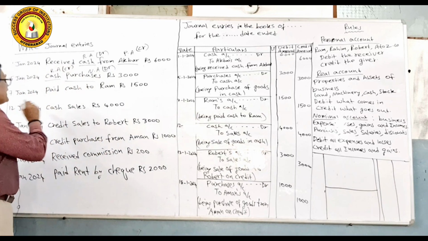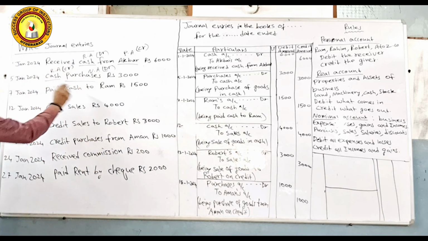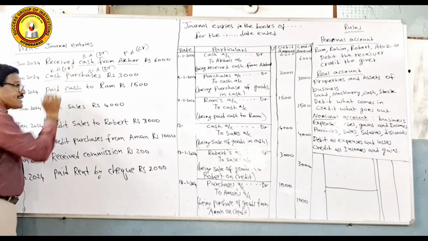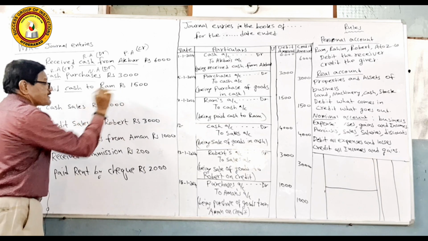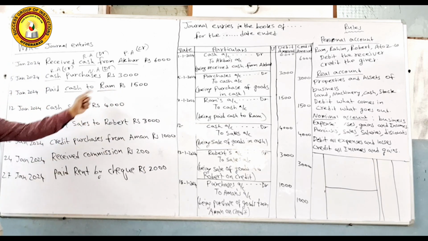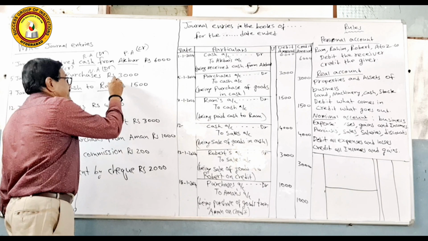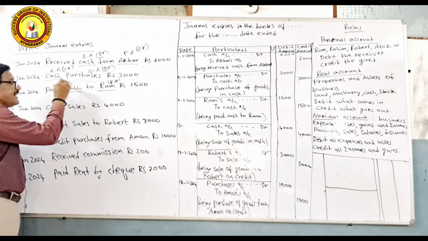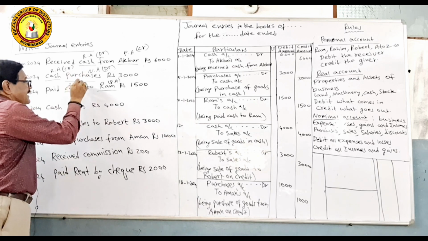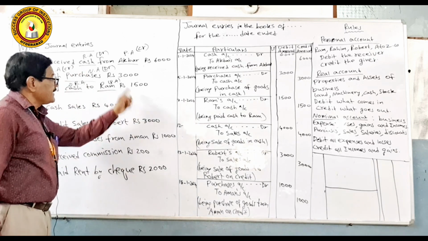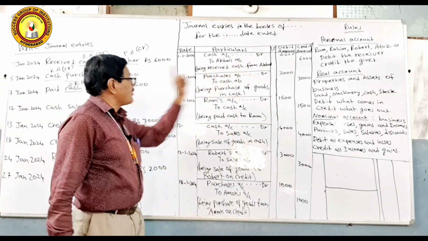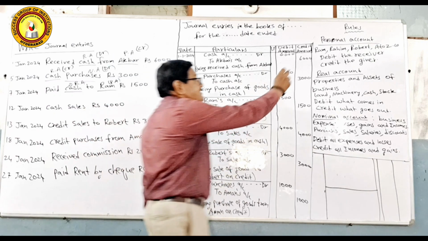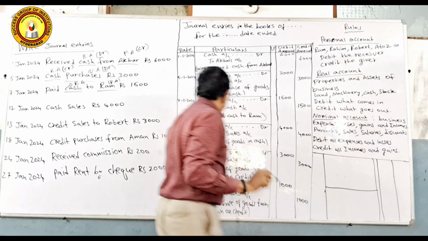Now the third entry is very simple: paid cash to Ram. Here we are making payment to Ram. Cash is one aspect, Ram is another aspect. Ram comes under personal account because it is the name of a party, the name of a person. Then cash is an asset, it comes under real account. The rule clearly states that when you come across the name of a party, debit the receiver, credit the giver.